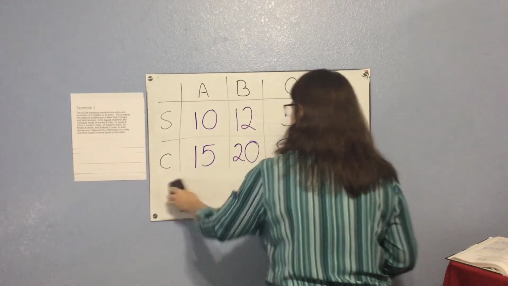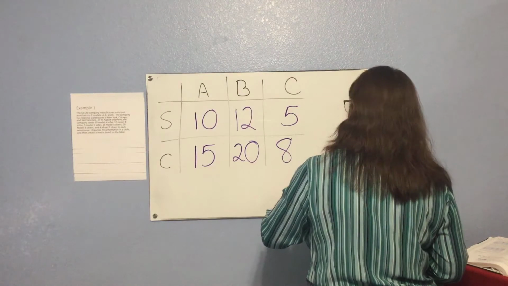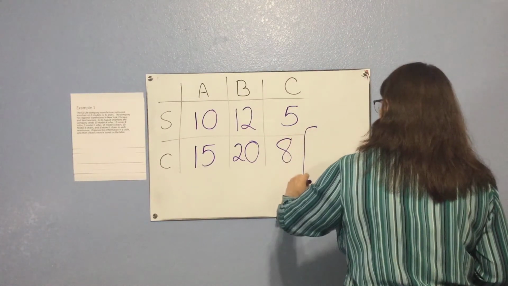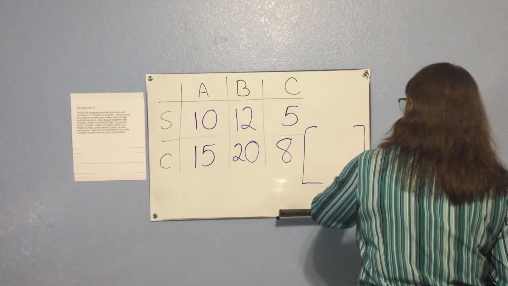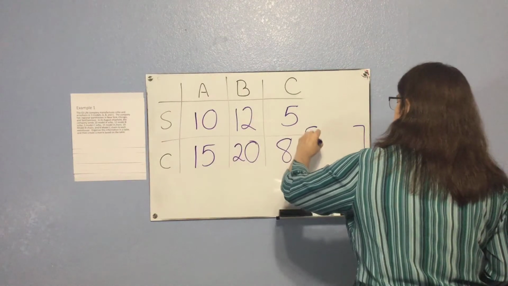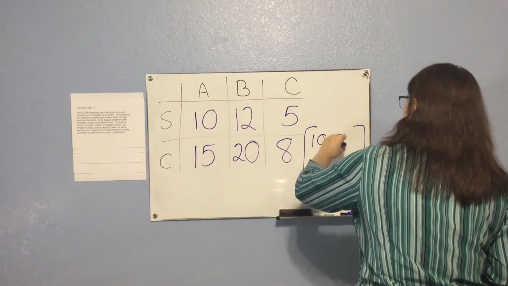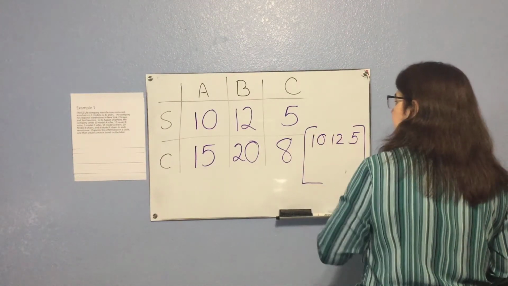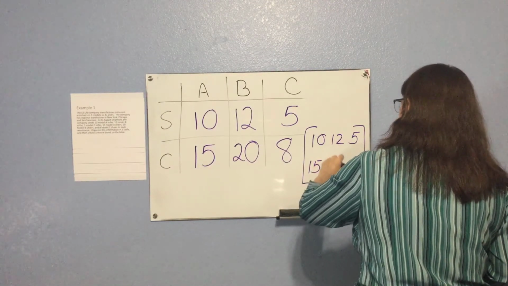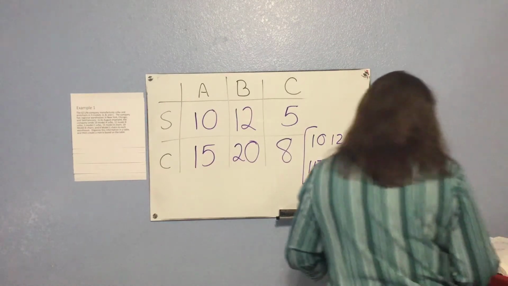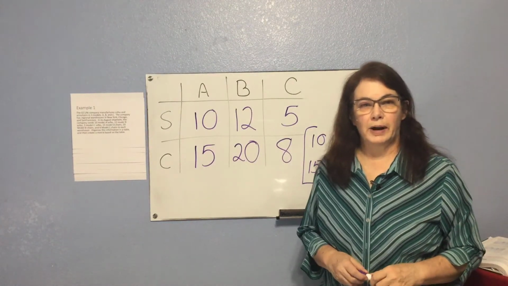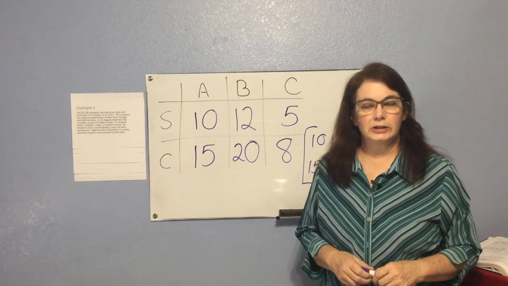And we're asked now to put this information also in a matrix. So I'm going to make a matrix and just copy the information. 10, 12, and 5, 15, 20, and 8. So there's my matrix, and you can practice doing the same thing in checkpoint 1.